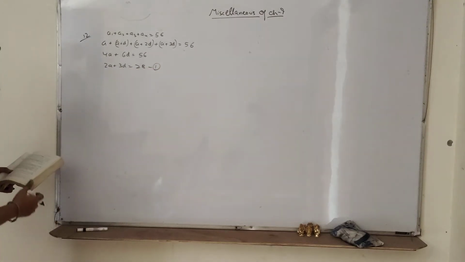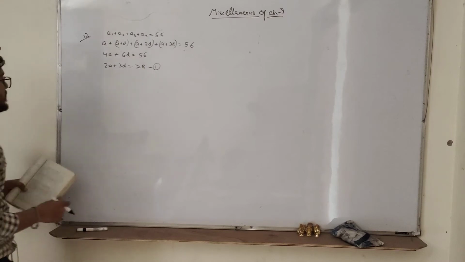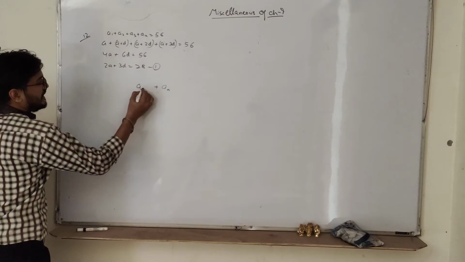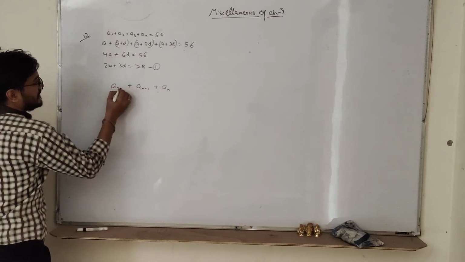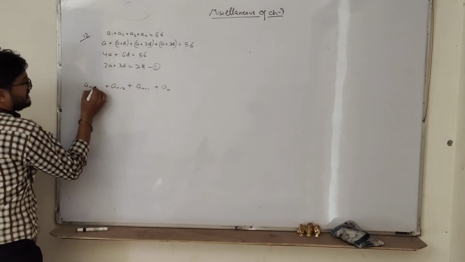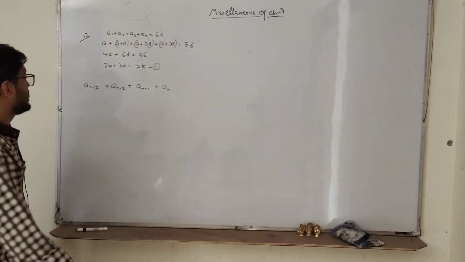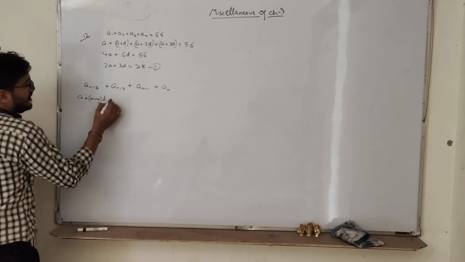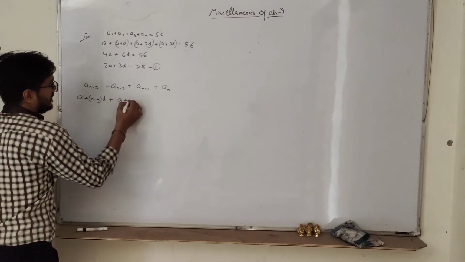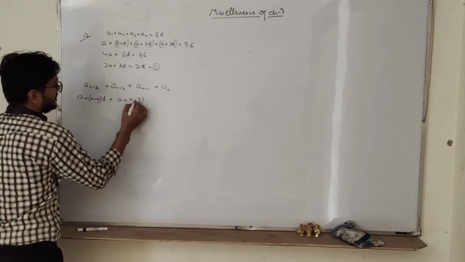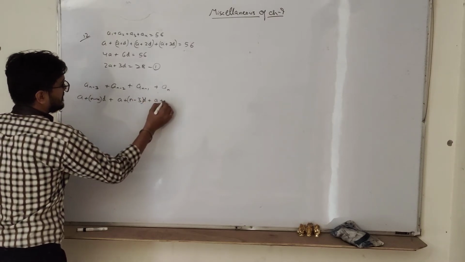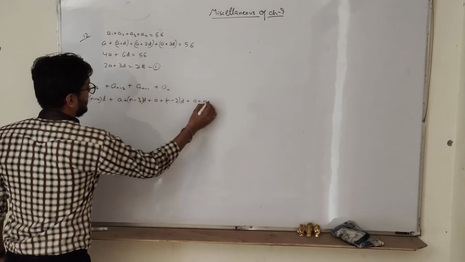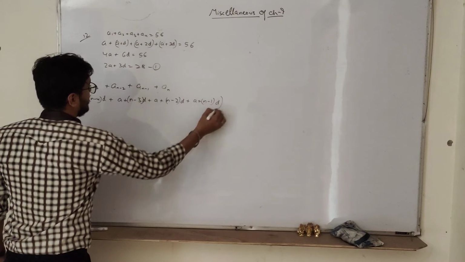Next we have the sum of the last 4 terms of the AP. So last 4 terms, so an plus an minus 1 plus an minus 2 plus an minus 3. Last 4 terms will be this one. So this is a plus (n minus 4)d plus a plus (n minus 3)d plus a plus (n minus 2)d plus a plus (n minus 1)d, right?